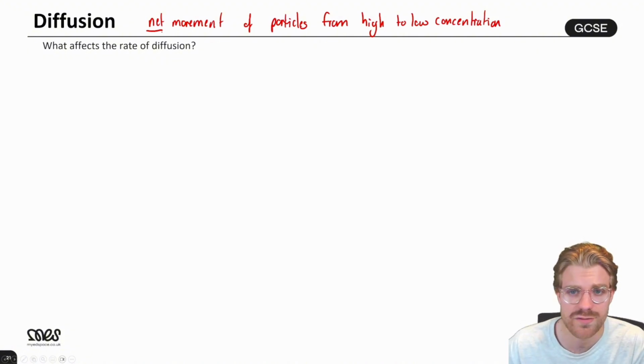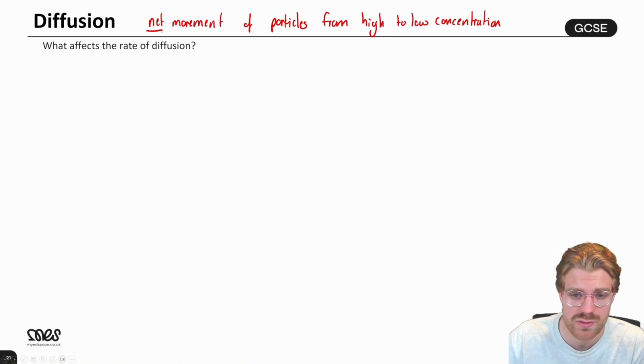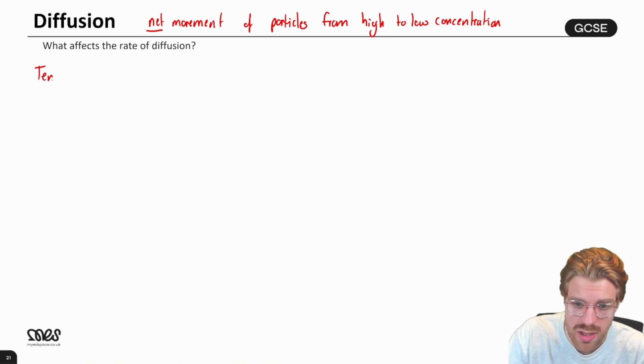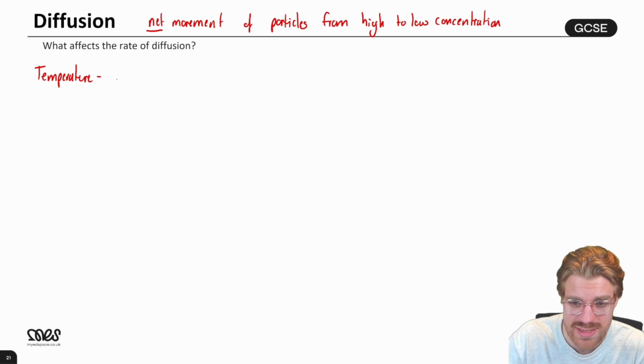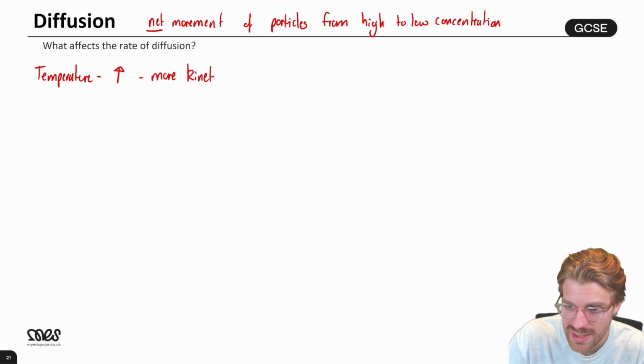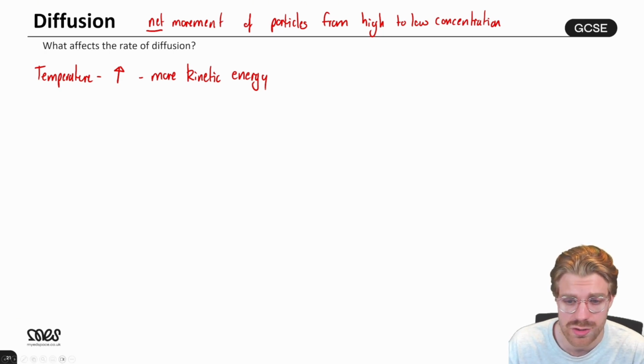So what affects the rate of diffusion? Well, diffusion is due to the kinetic energy of the particles. So the temperature is going to affect the rate of diffusion, because if we have an increase in temperature, that means we have more kinetic energy. And if there's more kinetic energy, that means that there's going to be a faster rate of movement of the particles and so faster diffusion.